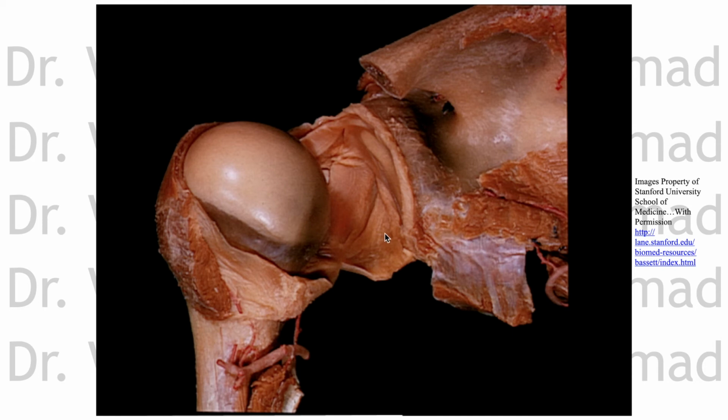This is a real specimen of the shoulder joint, opened. Of course, you can see the head of the humerus, the capsule, with the thickenings in the capsule representing the ligaments of the joint. And also you can see the labrum glenoidal here. This is the glenoid labrum, the fibrocartilage that deepens the shoulder joint.